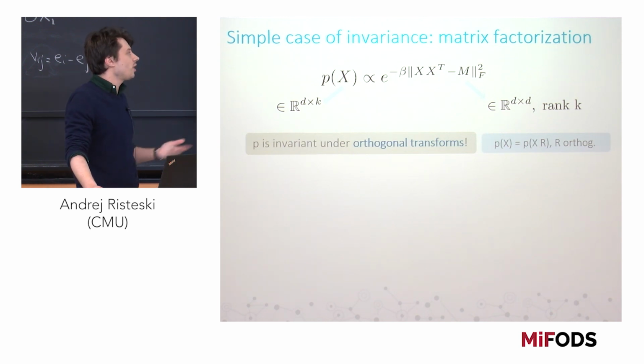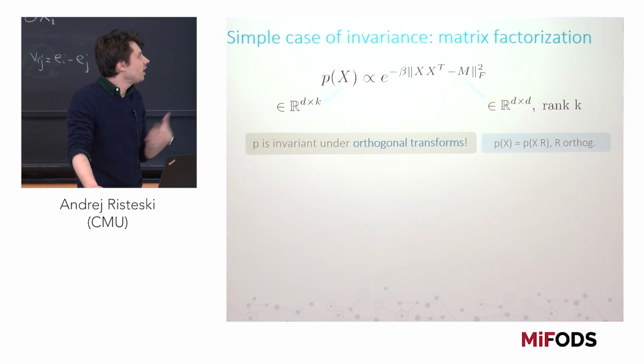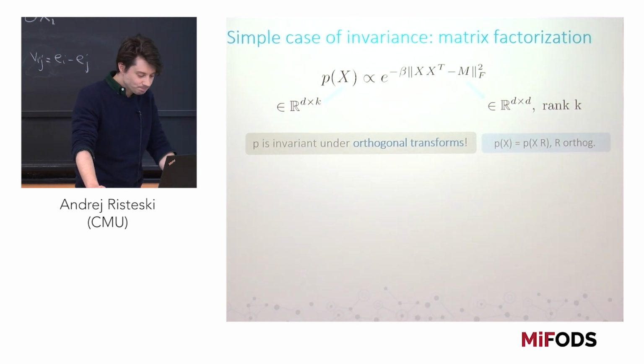Well, it's invariant under orthogonal transformations, right? So if I take p of x, and if I take p of x times r for any orthogonal r, the value of p doesn't change. It's a kind of invariance.